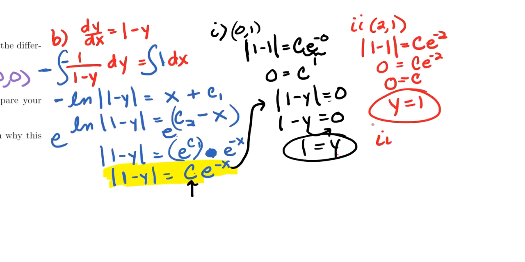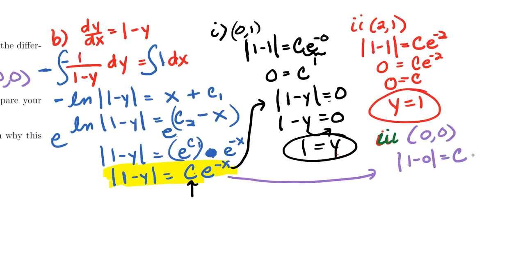All right, so we're going to use the point 0, 0 into our solution curve. So now we have 1 minus 0 is equal to c e to the negative 0. So this is just a 1. So our value of c is 1. So now we have absolute value of 1 minus y is equal to e to the negative x.